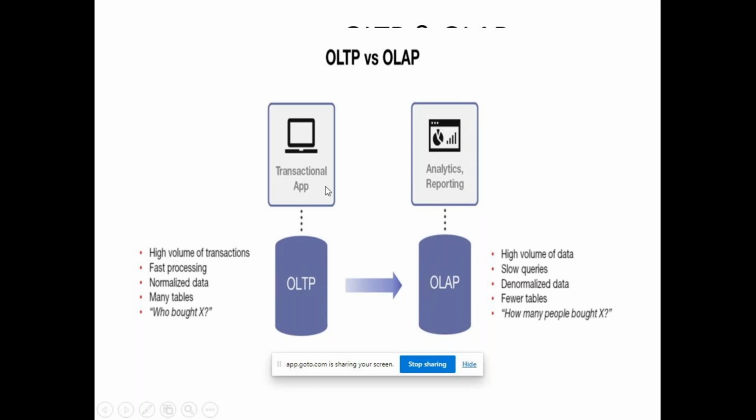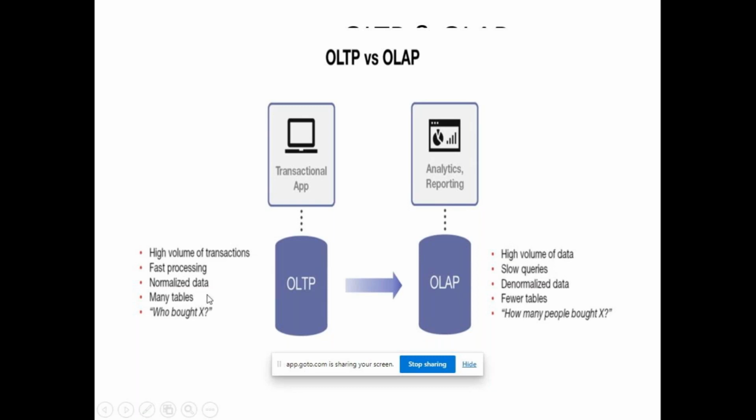What kind of data we can maintain in these two systems is the difference. A high volume of transactions can be maintained in the OLTP system, whereas in the OLAP system we maintain a high volume of data, summary data. Here lakhs of transactions happen on a daily basis, and all of them can be maintained in the OLTP system. Processing is very fast, while querying the data is a little bit slow in OLAP, because it's summarized data.